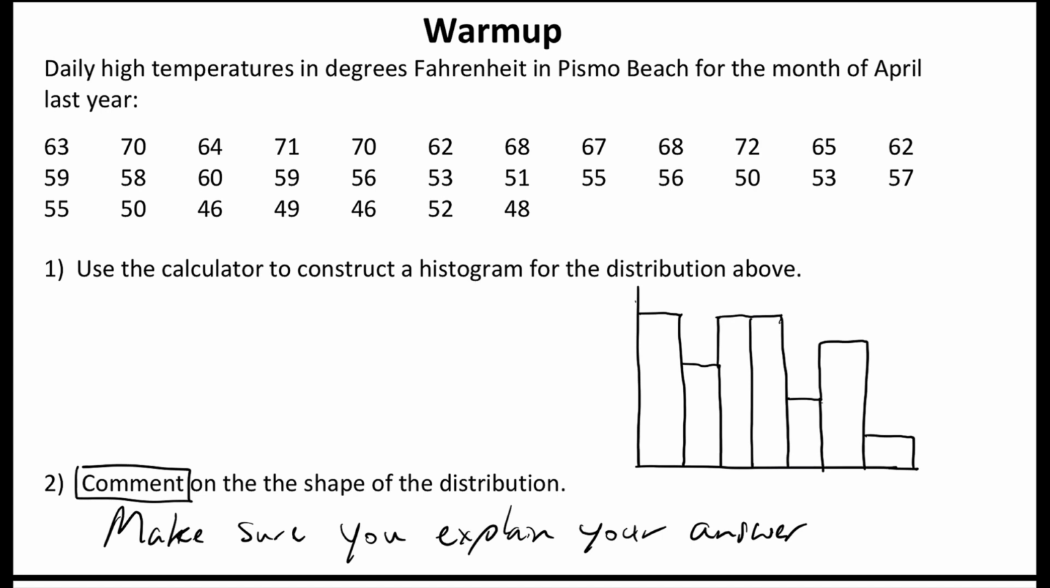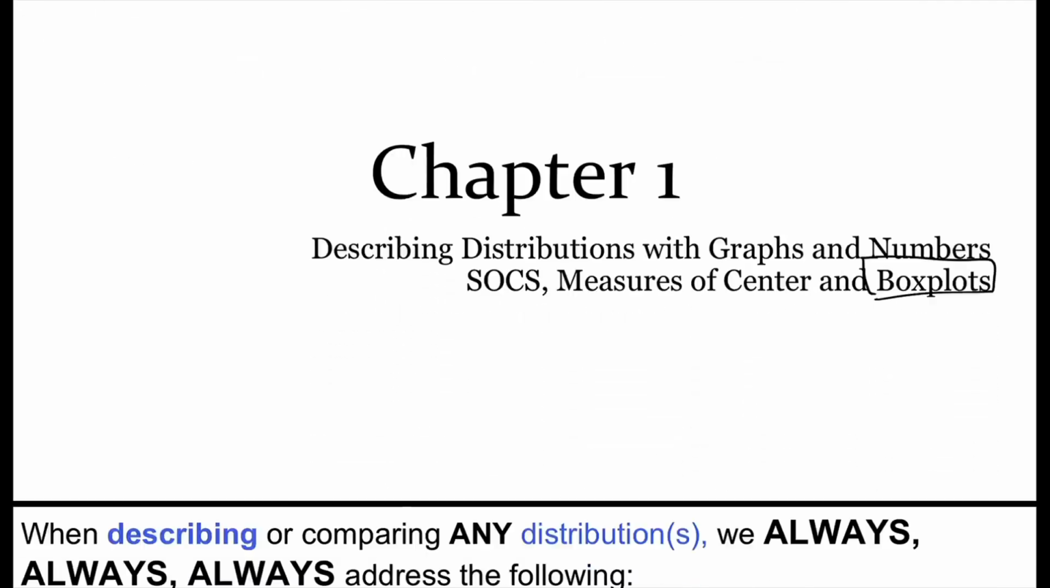So the lowest number here is 48, 46, minus the biggest number, which was 72. So 72 minus 48 is 24. So the range is 24. Okay, that's what the range is.